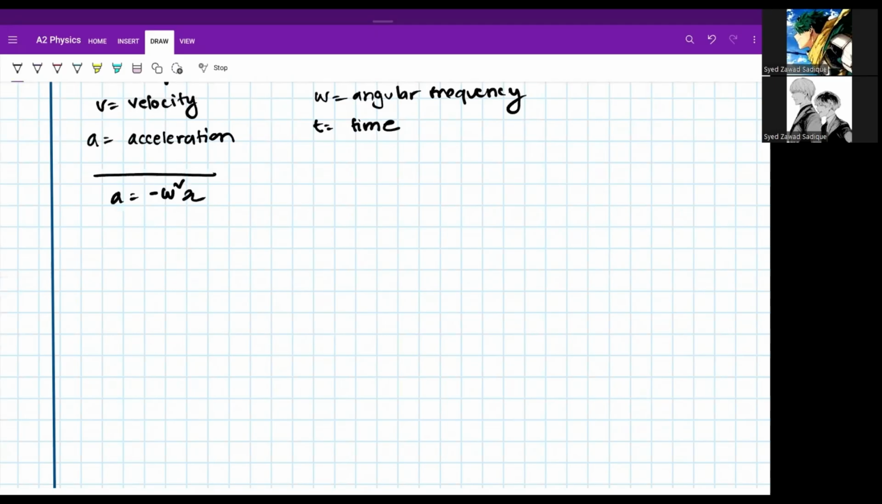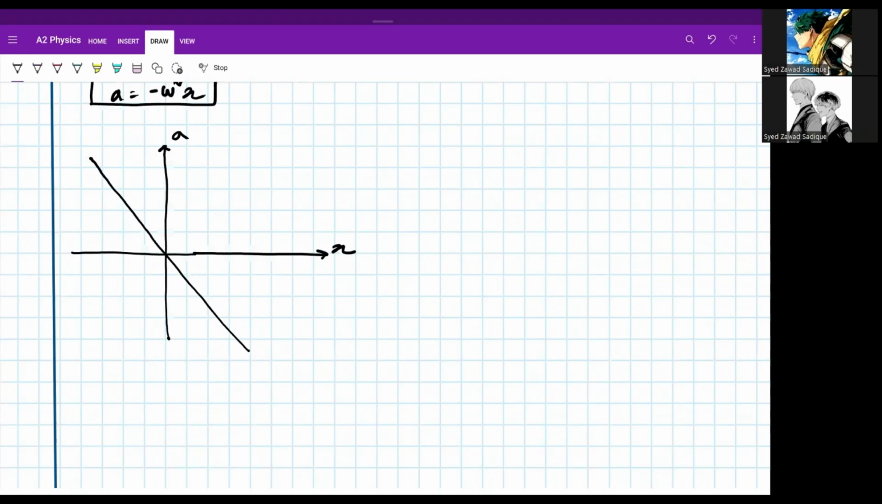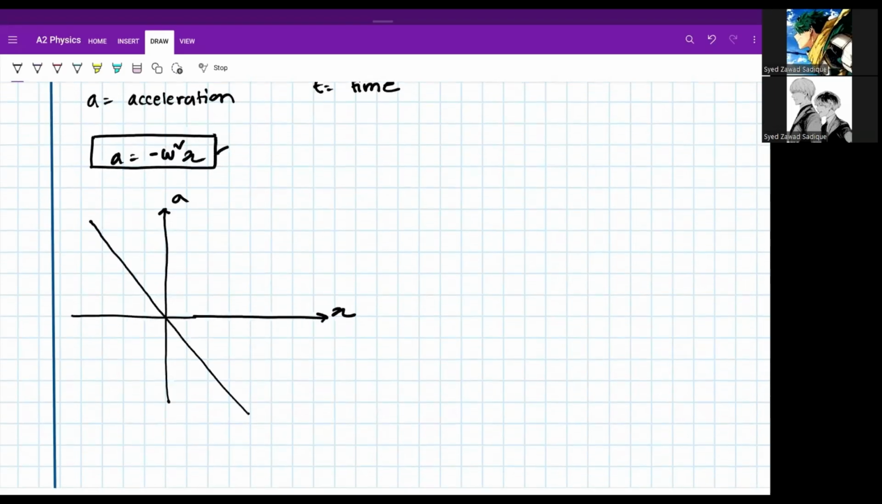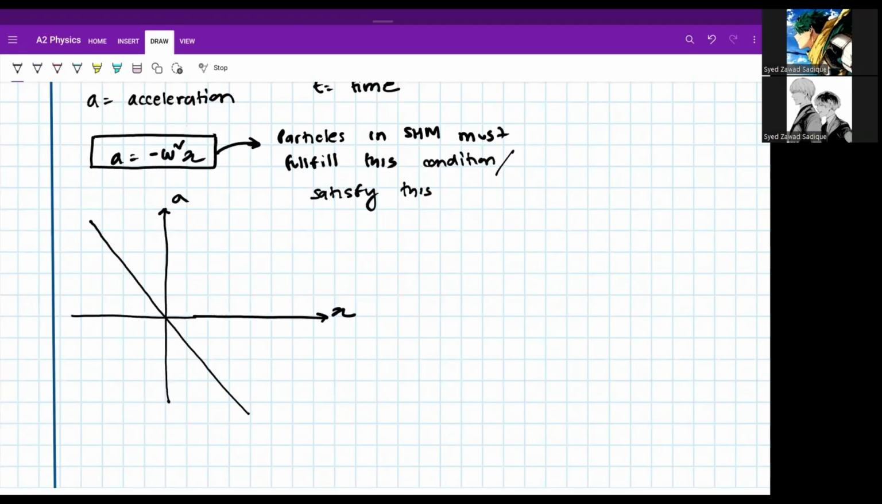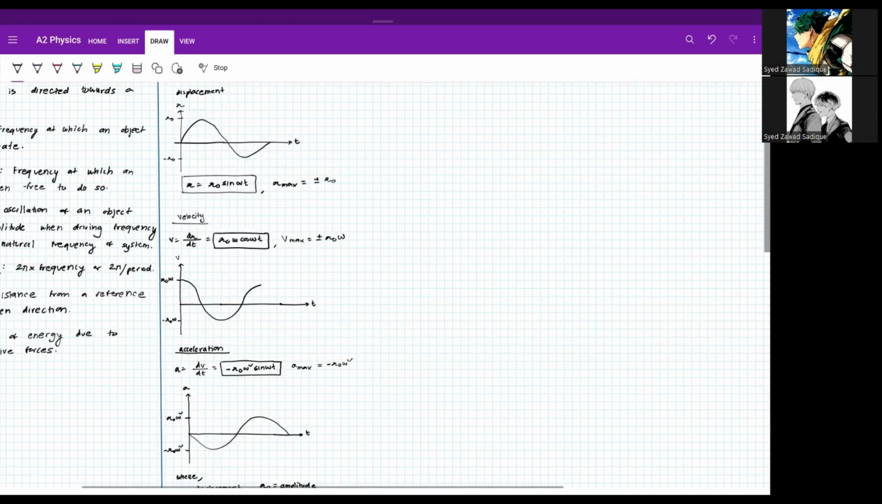is the most defining formula of this chapter, as I said. Its graph looks like this. Acceleration against x is simply just a straight line through the origin. Now, when asked, you have to remember this: particles in simple harmonic motion must fulfill this condition or satisfy this equation. That is the overall concept of simple harmonic motion.